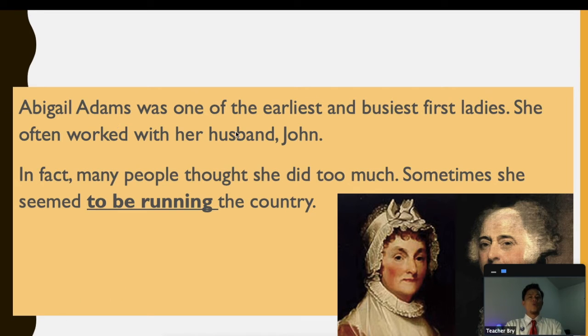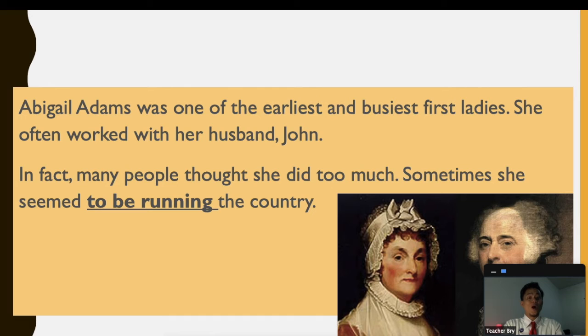Abigail Adams was one of the earliest and busiest First Ladies. She often worked with her husband John. In fact, many people thought she did too much. Sometimes she seemed to be running the country. Very good. Now, questions.